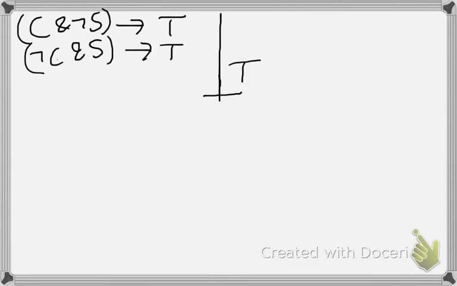We're assuming that it's possible for all the premises to be true. That's why the premises are on the true side of the tree. And for the conclusion to be false. So that's why the conclusion is on the false side of the tree.